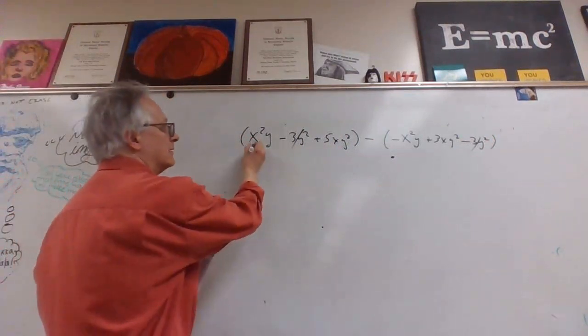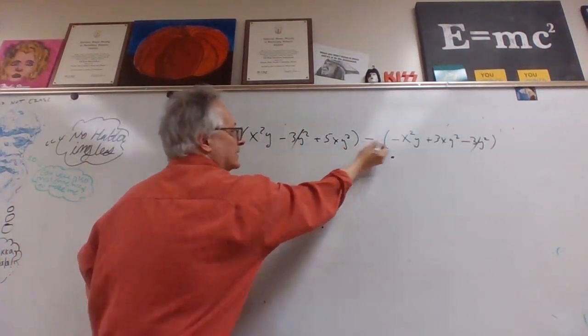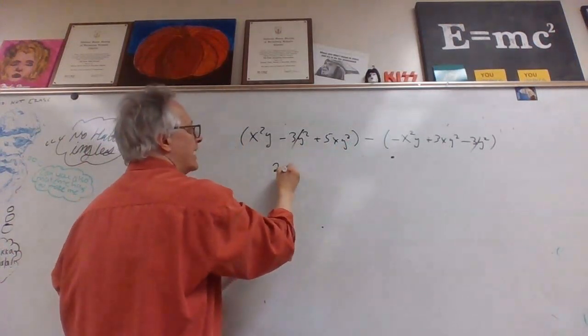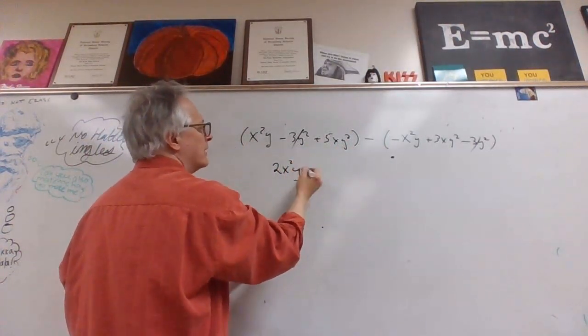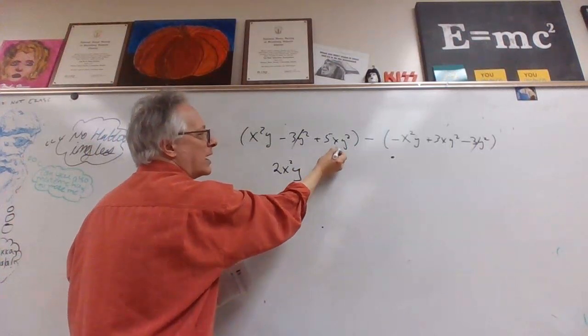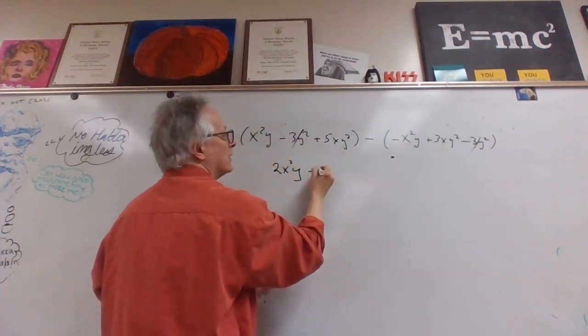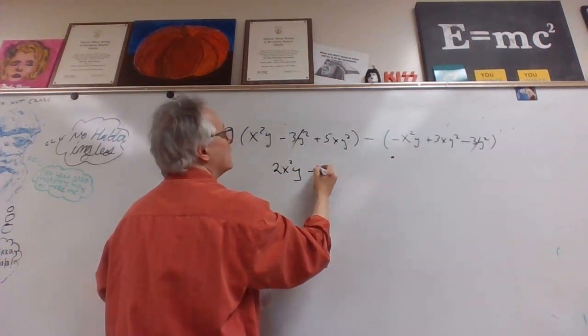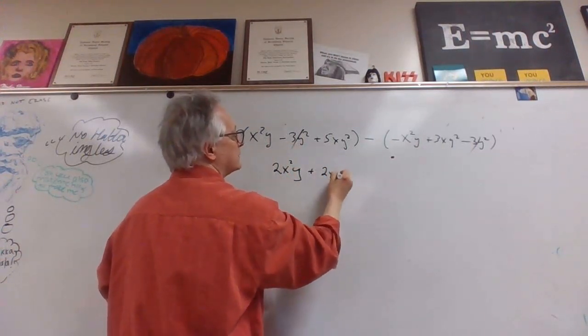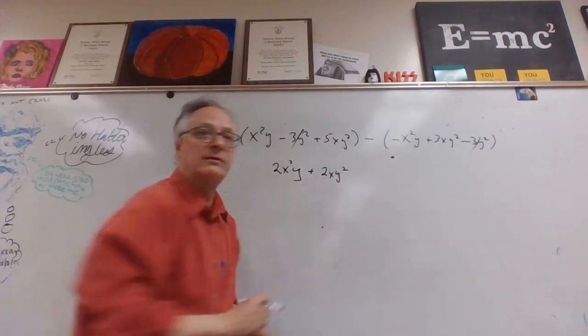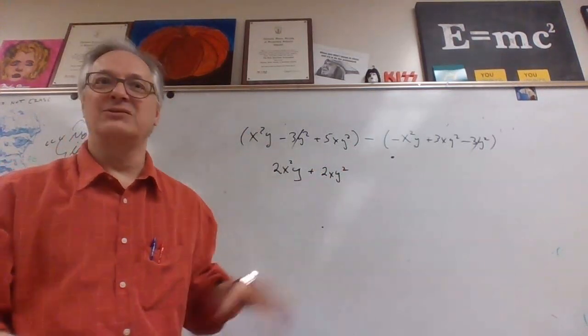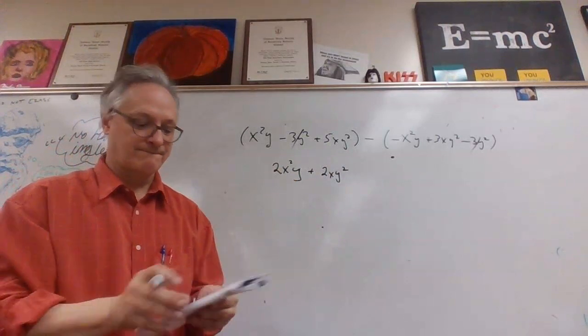So I'm going to get x squared y minus a minus, that's a plus, x squared y. Then 5xy squared minus 3xy squared, that's going to be plus 2xy squared. So hopefully you got that. Yeah, those are pretty straightforward.